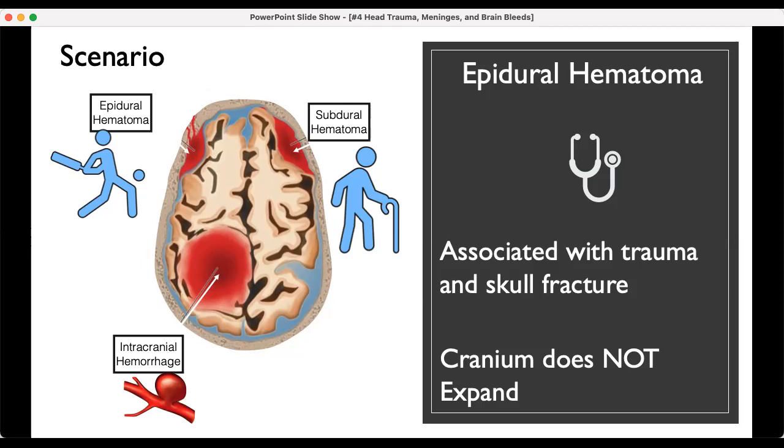Epidural hematoma is when the skull is fractured, and as this is an arterial bleed, it gets very rapid, and they can develop an epidural hematoma and cause brain swelling.